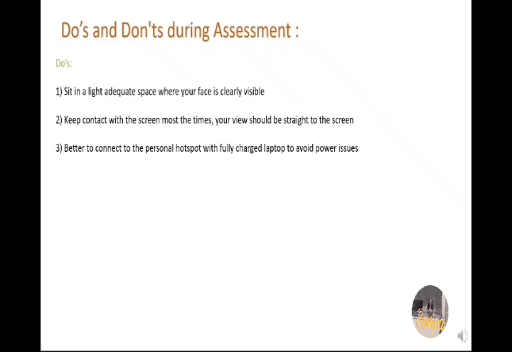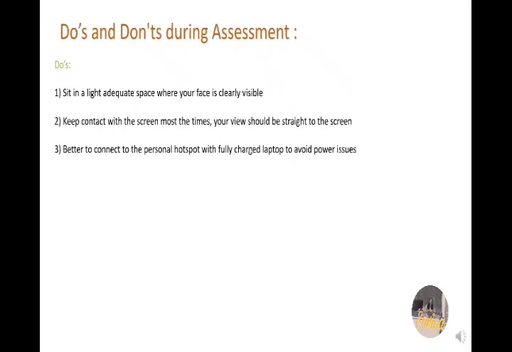The third one is, it is better to connect to a personal hotspot with a fully charged laptop, because there will be a lot of power issues. If you connect to Wi-Fi and suddenly the power goes down, and you don't have any battery backup, it will always be a problem, like technical issues. So it is better to connect to a constant signal, like a personal hotspot. So these are the do's.